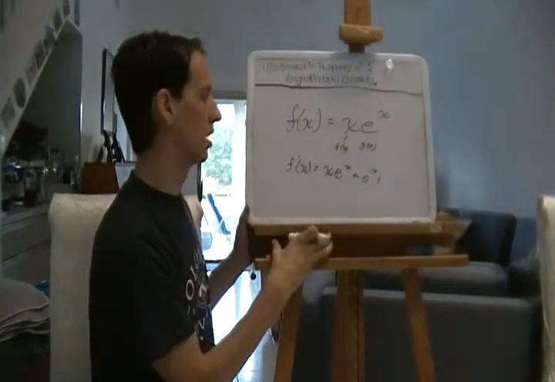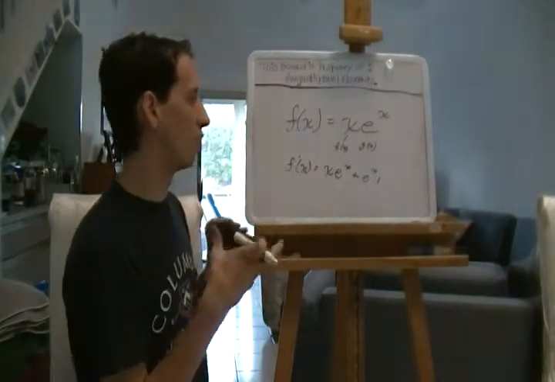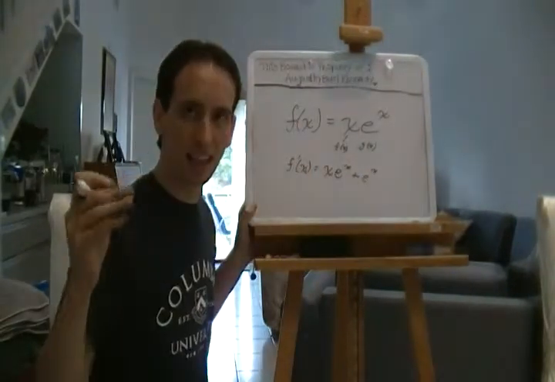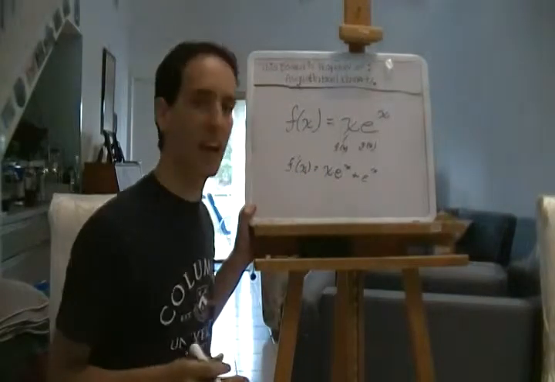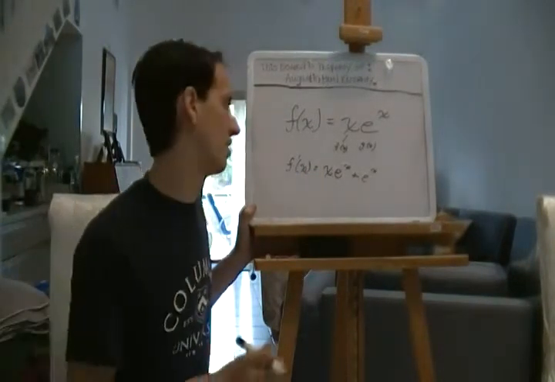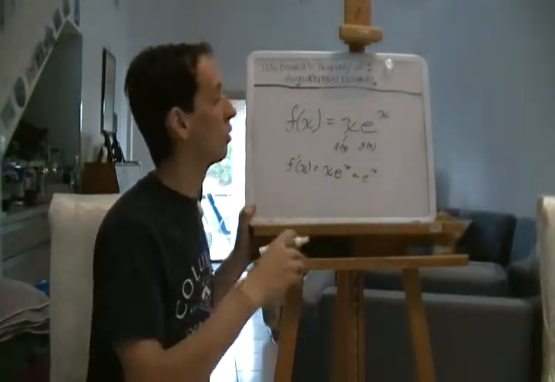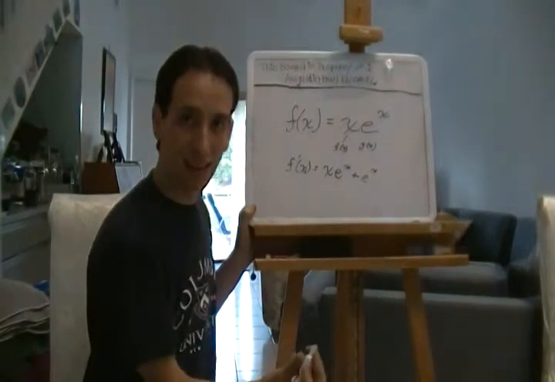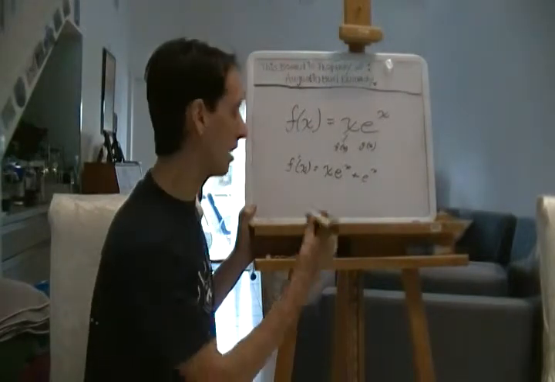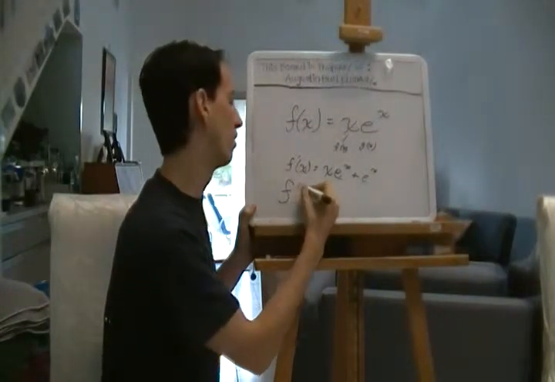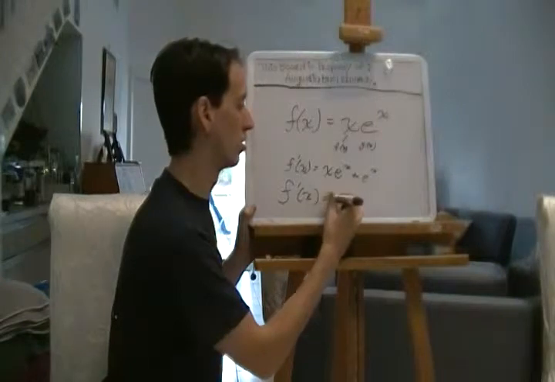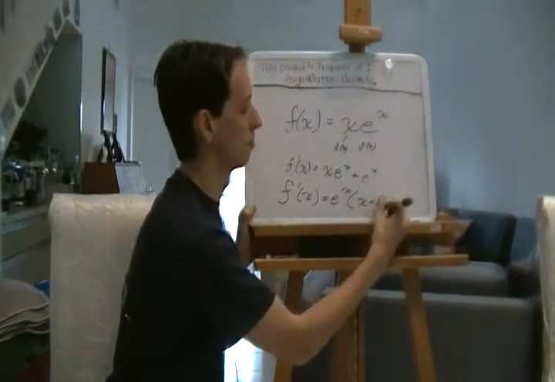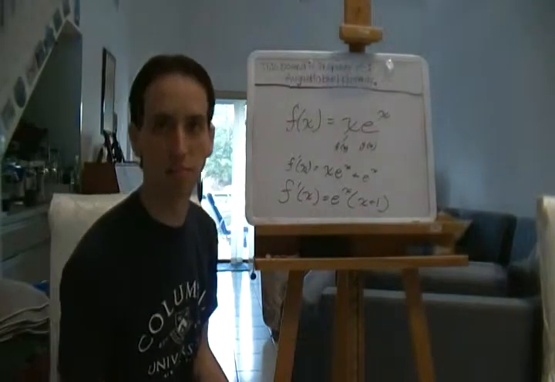Well, it's interesting because now we can see that the derivative of x times e to the x is x times e to the x plus e to the x. Kind of interesting. The derivative seems to be larger. So another way to write this, we can factor out an e to the x, and we can say that the derivative equals e to the x times x plus 1. That's another way to write that.